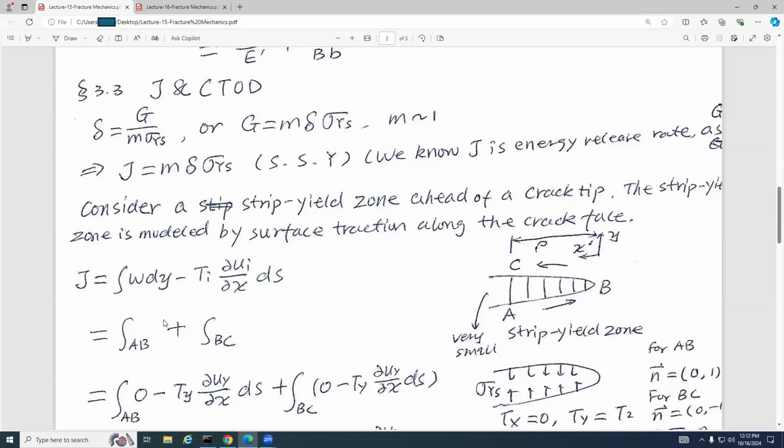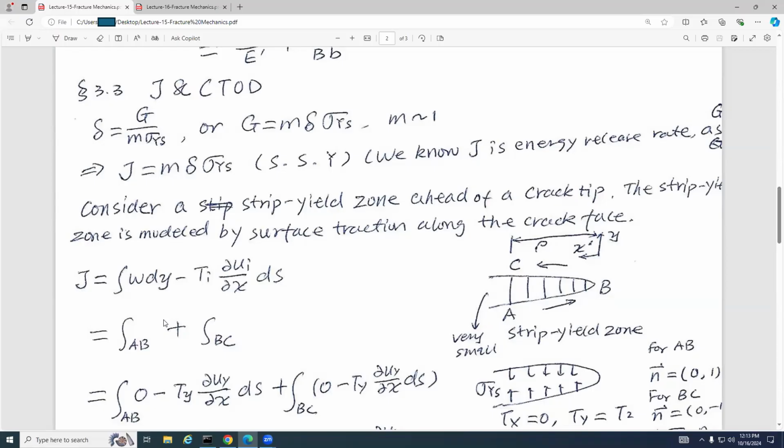So I need to repeat. The normal thinking process is that from crack length A to crack length A plus dA, we want to know how much energy we need to open the crack and make the crack become bigger. So this is the normal process. This is the normal thinking process.